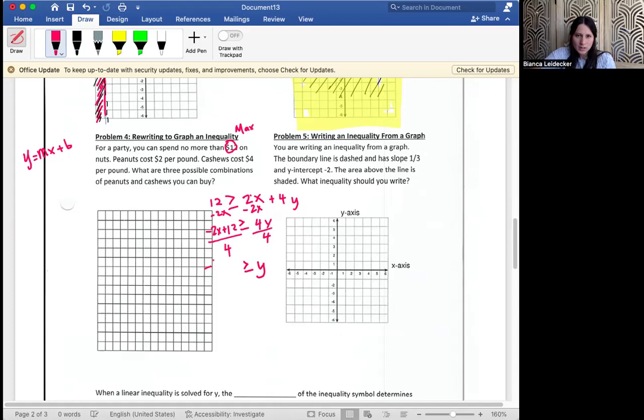And this will now be negative 2 over 4 x, or we could say negative 1/2 x plus 3. 12 divided by 4 is 3. So now this is in the form of y equals mx plus b. My equation would basically be that I have an intercept at 3. And if this were my x and y, I have a y-intercept at positive 3.